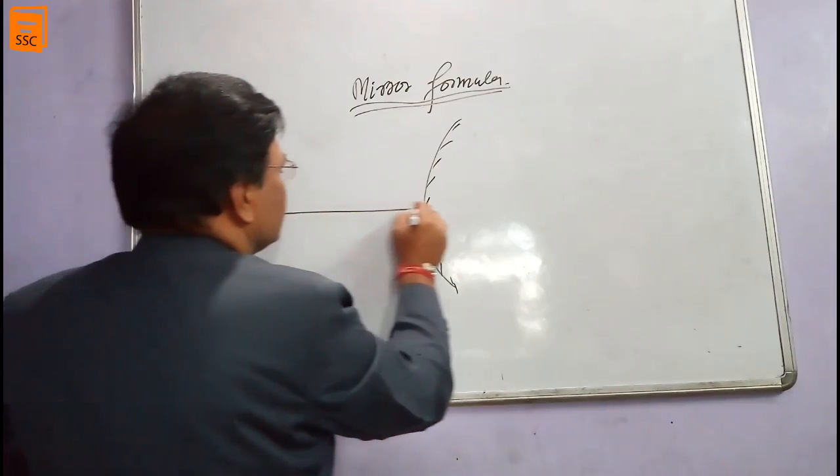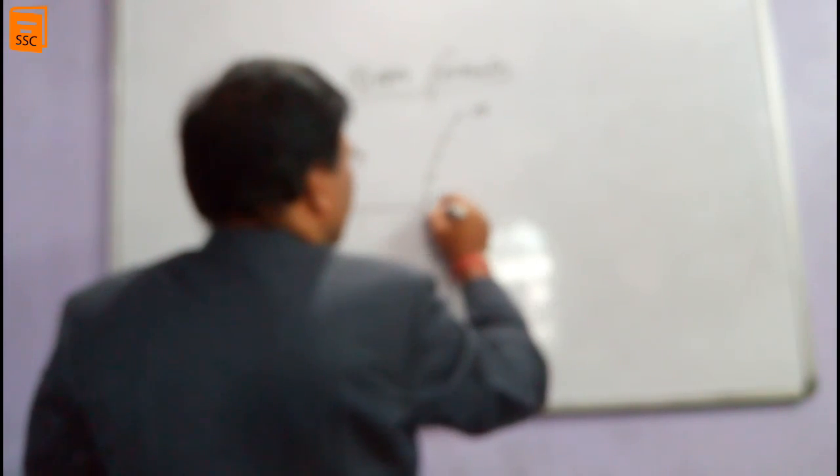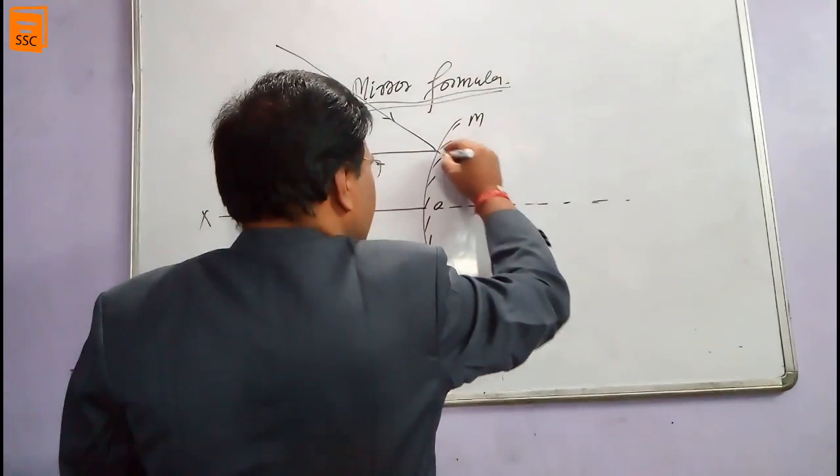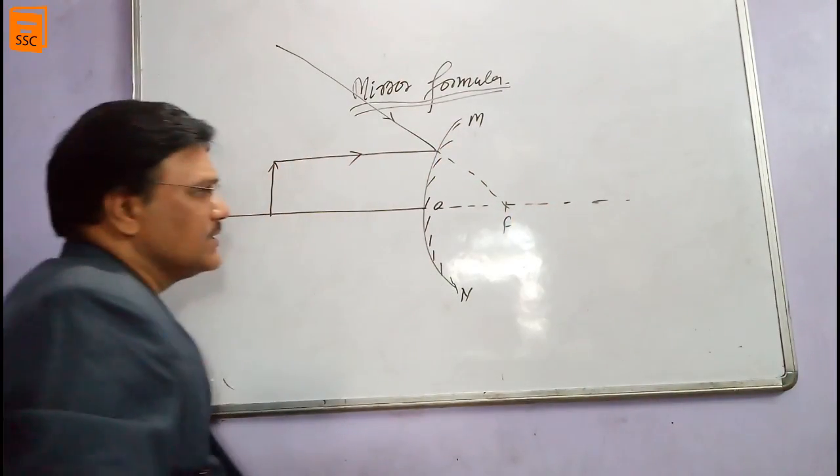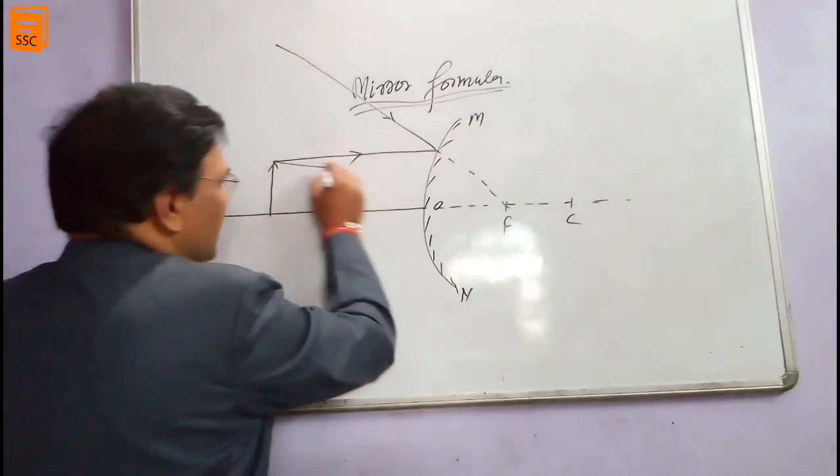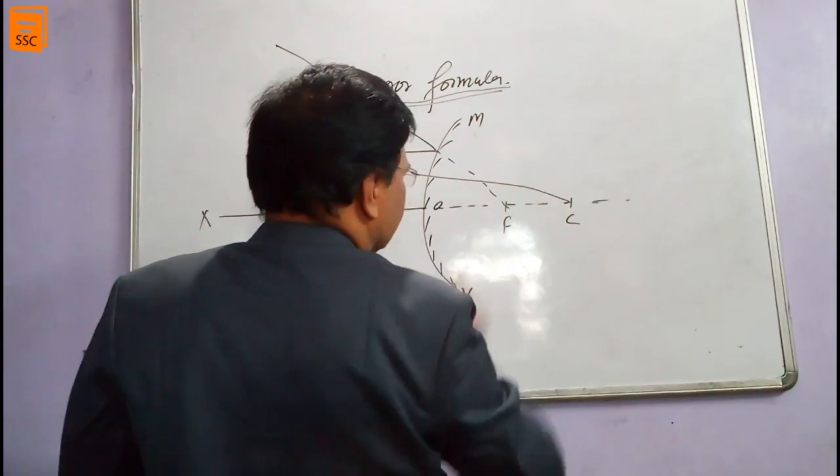For the convex mirror, the object is here, and we call the mirror MON, with principal axis OX. The first ray is parallel to the principal axis, and when you imagine it in the back direction, it passes through the focus. Then after C, the second ray behaves like a normal ray, and it is just bouncing back.